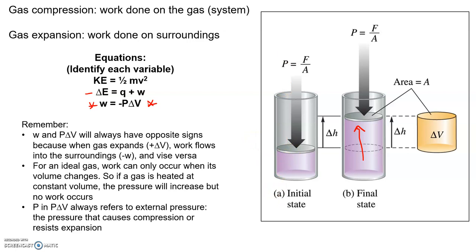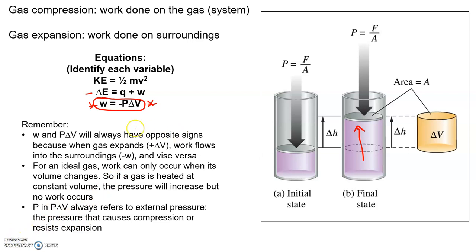And so that's just an important vocabulary thing to know about if a question references gas expansion or compression. Make sure you know what actually is being done, so you know whether to make something positive or negative. A couple reminders when we're looking at work is that work and P delta V are always going to have opposite signs because, as I just mentioned, when gas expands, that means a positive W. That means that work flows out of the system, and then vice versa would also be true.